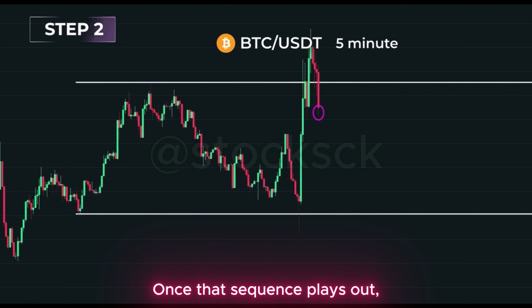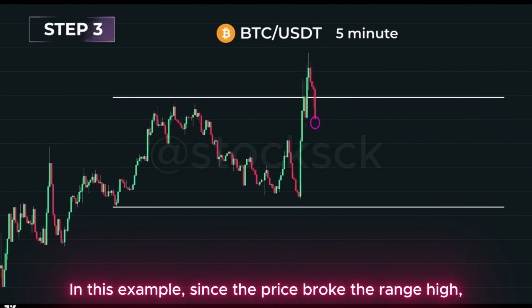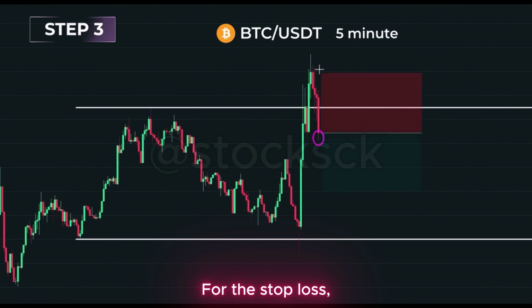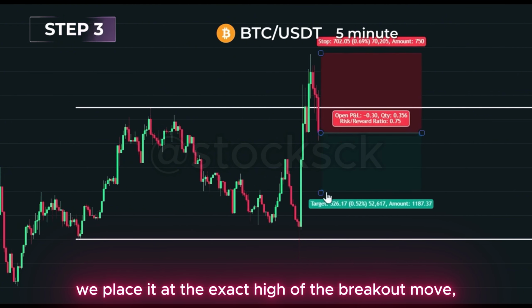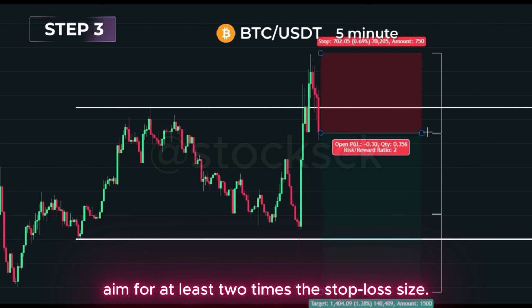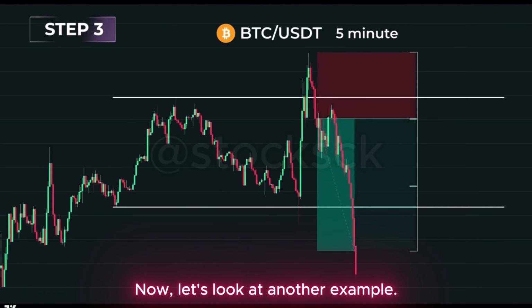Once that sequence plays out, we move to step 3, which is our entry. In this example, since price broke the range high, that's a signal to go short. For the stop loss, we place it at the exact high of the breakout move, and for the take profit, aim for at least 2 times the stop loss size. And here, price came down and hits the profit target. Now let's look at another example.